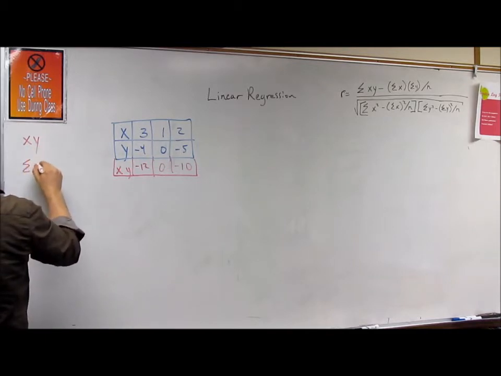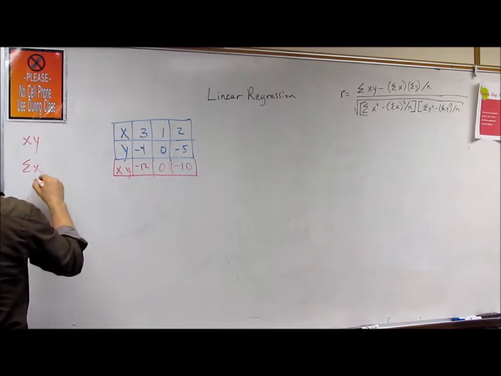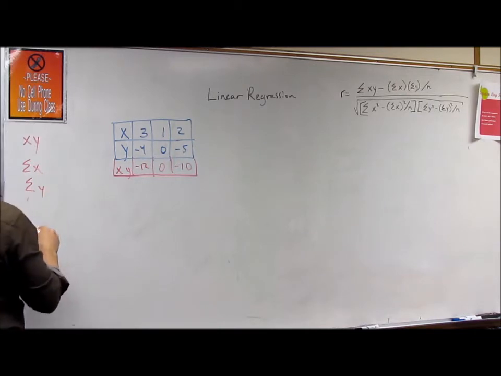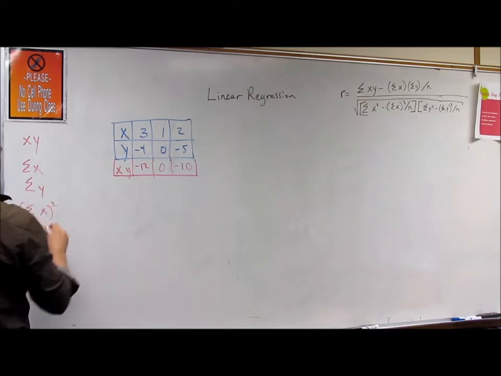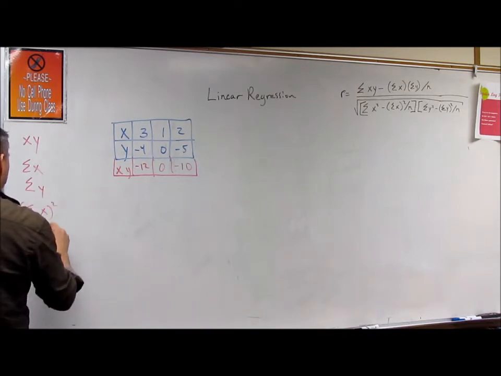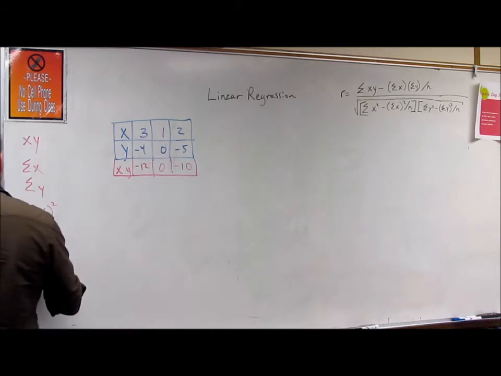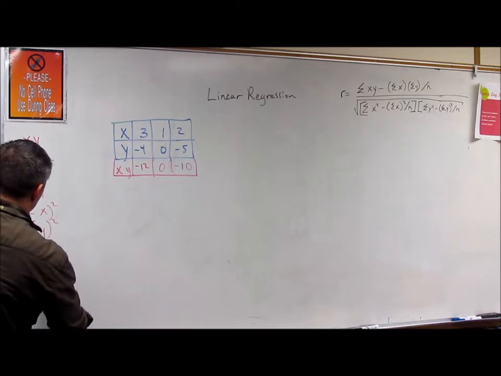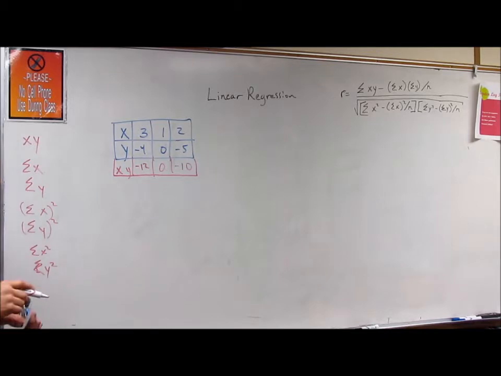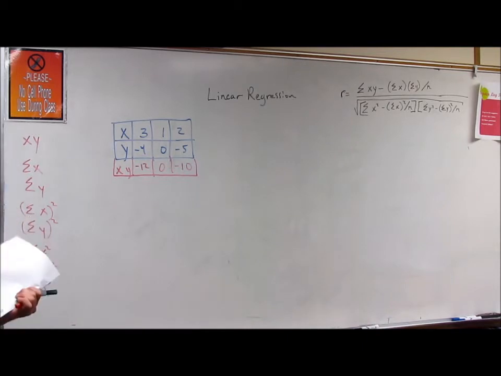We need the sum of the x's. We need the sum of the y's. We also need the sum of the x's squared and the sum of the y's squared. Right? Oh, one other thing. We need n. We need to know n.